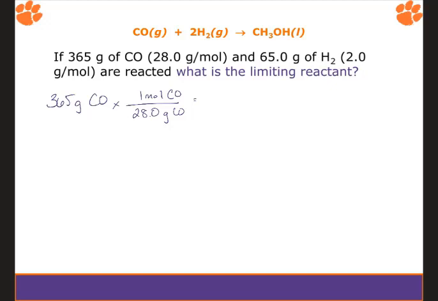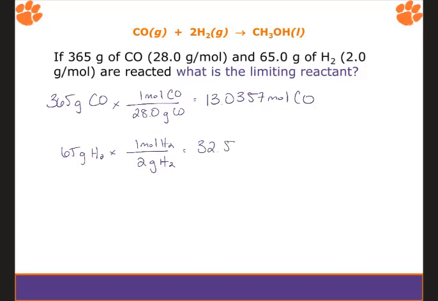I'm going to write the whole number out. So 13.0357 moles of CO. All right, I'm going to do the same thing for the diatomic hydrogen, 65 grams of H2 divided by 2 grams of H2 in every 1 mole. And that's going to be 32.5 moles of H2.